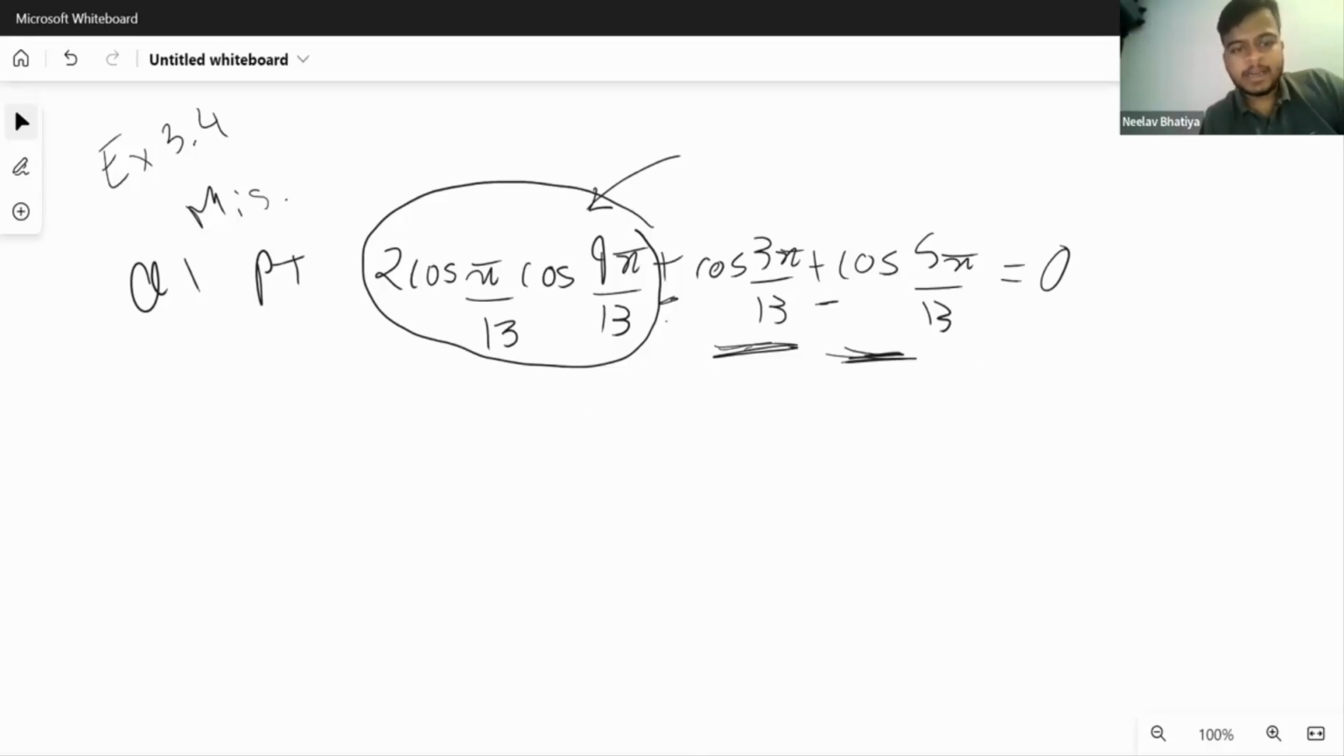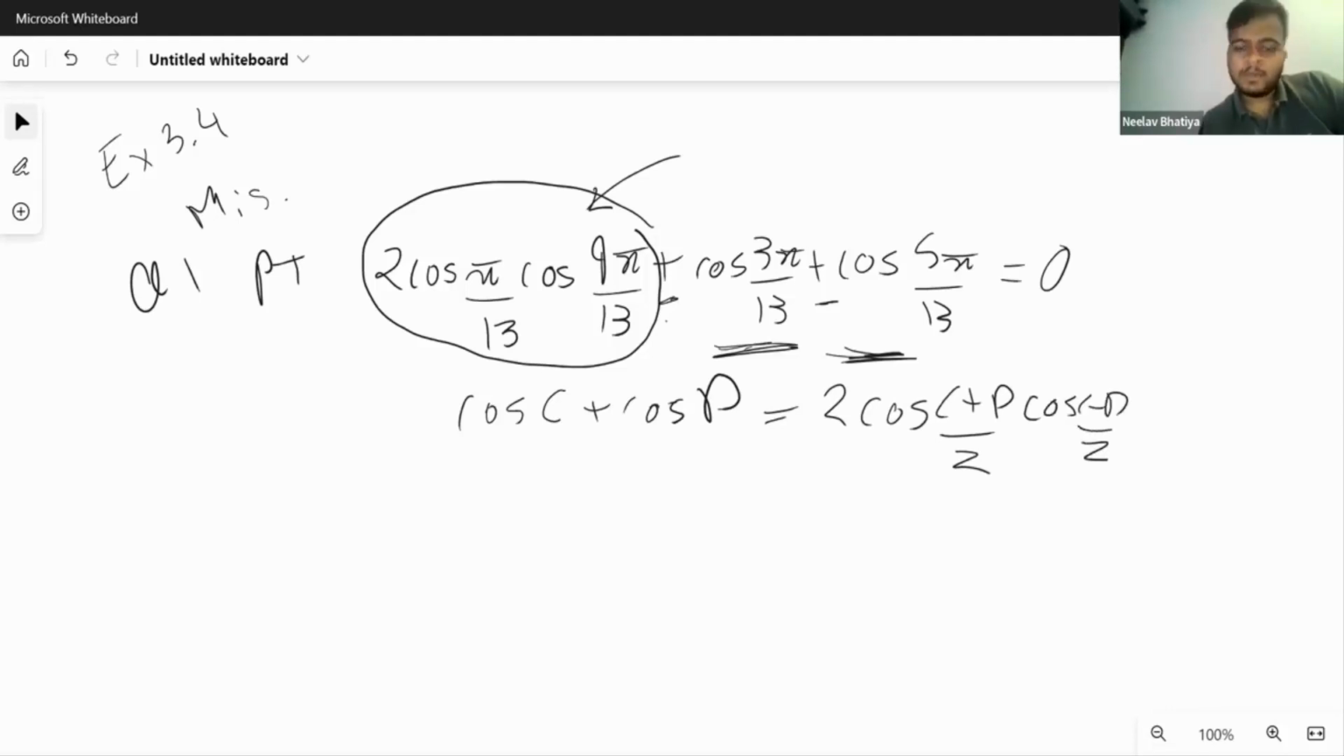Just by taking a glance at cos pi by 13 and cos 9 pi by 13, and the constant 2 that is multiplied to this term, a formula should arise in your mind. Cos C plus cos D formula, isn't it? So cos C plus cos D is nothing but 2 cos (C plus D)/2 cos (C minus D)/2. Correct. Now, assume (C plus D)/2 to be pi by 13 and (C minus D)/2 to be 9 pi by 13, or the converse, right? Because 9 pi by 13 is actually bigger than pi by 13. So assume (C plus D)/2 to be 9 pi by 13 and (C minus D)/2 to be pi by 13. Correct.